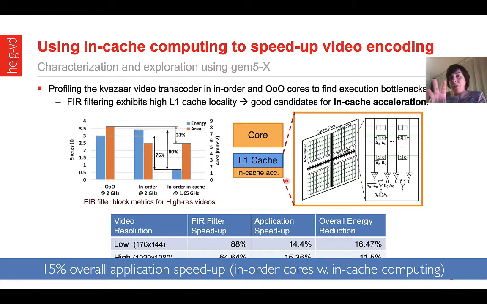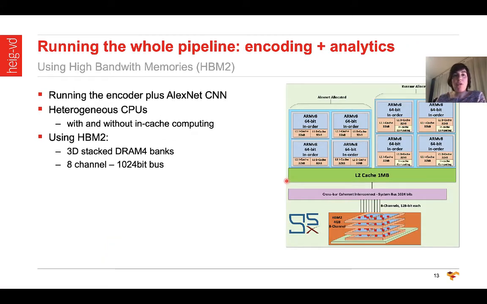So this was for the encoding only. What we did afterwards is, okay, what if I go and look into the whole pipeline? The whole pipeline being video encoding plus video analytics. And then we said, okay, we know that this will also be bottlenecked by the connection to the main memory.